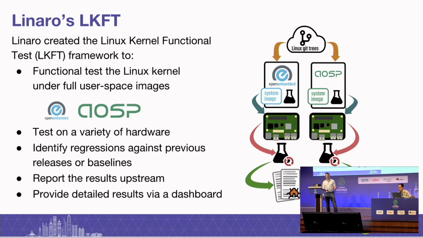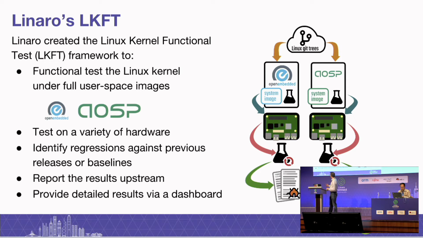is for those of you who don't know. So this is a project to bring Linux kernel functional testing to ARM hardware. So we test under full user space, OpenEmbedded and AOSP user spaces. This is differentiating from kernel CI, where kernel CI does boot testing on minimal images. So we're actually testing under real Linux and Android operating system user spaces.